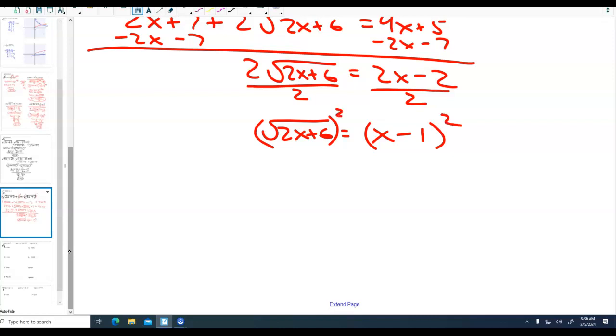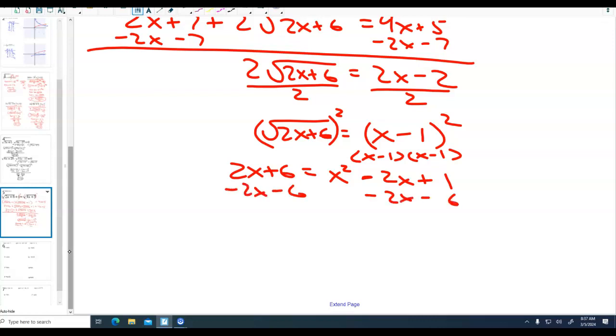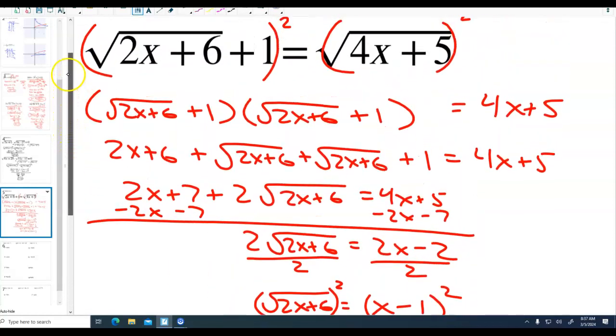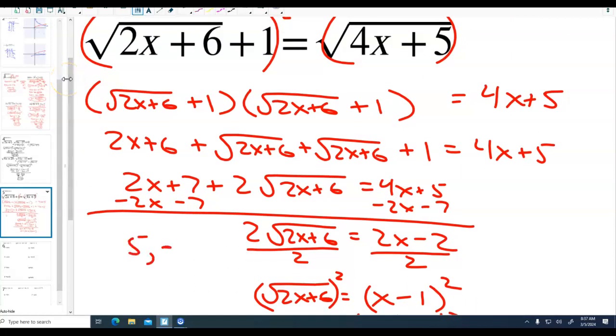So we have to do a second square. 2x plus 6 equals x minus 1 times x minus 1, and that FOILs to x squared minus 2x plus 1. We do have to FOIL again. Since it's an x squared and an x, everything's got to be equal to 0. x squared minus 4x minus 5. x minus 5, x plus 1. So my two answers are going to be 5 and negative 1.